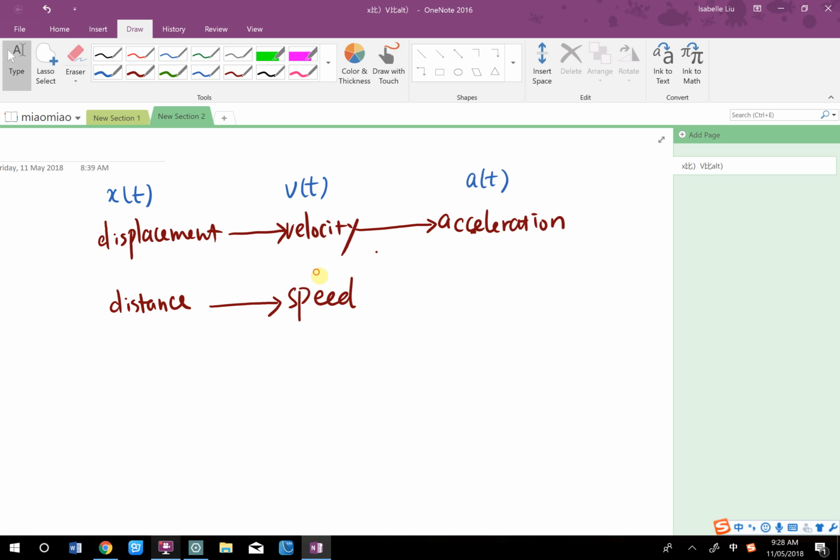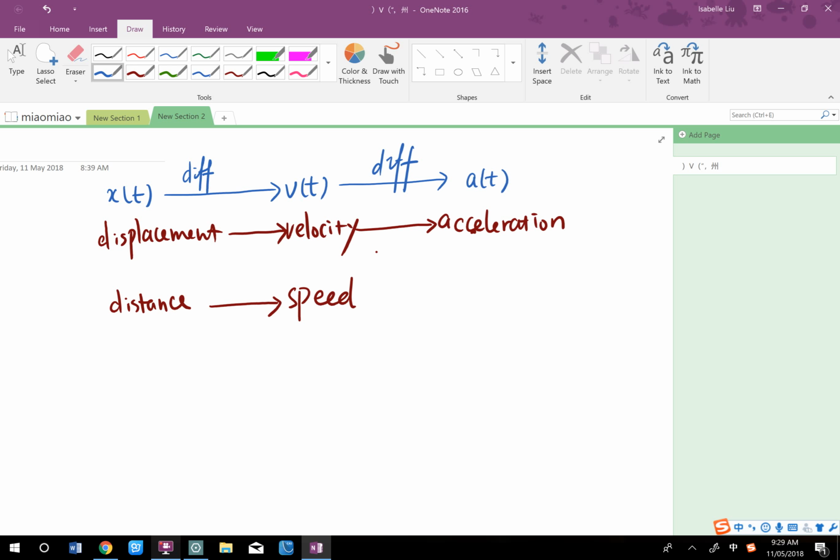So if we want to get from x(t) to v(t) and v(t) to a(t), we do differentiation. I just write diff. So we do differentiation to make x(t) become v(t) and v(t) become a(t). That's what we should do.